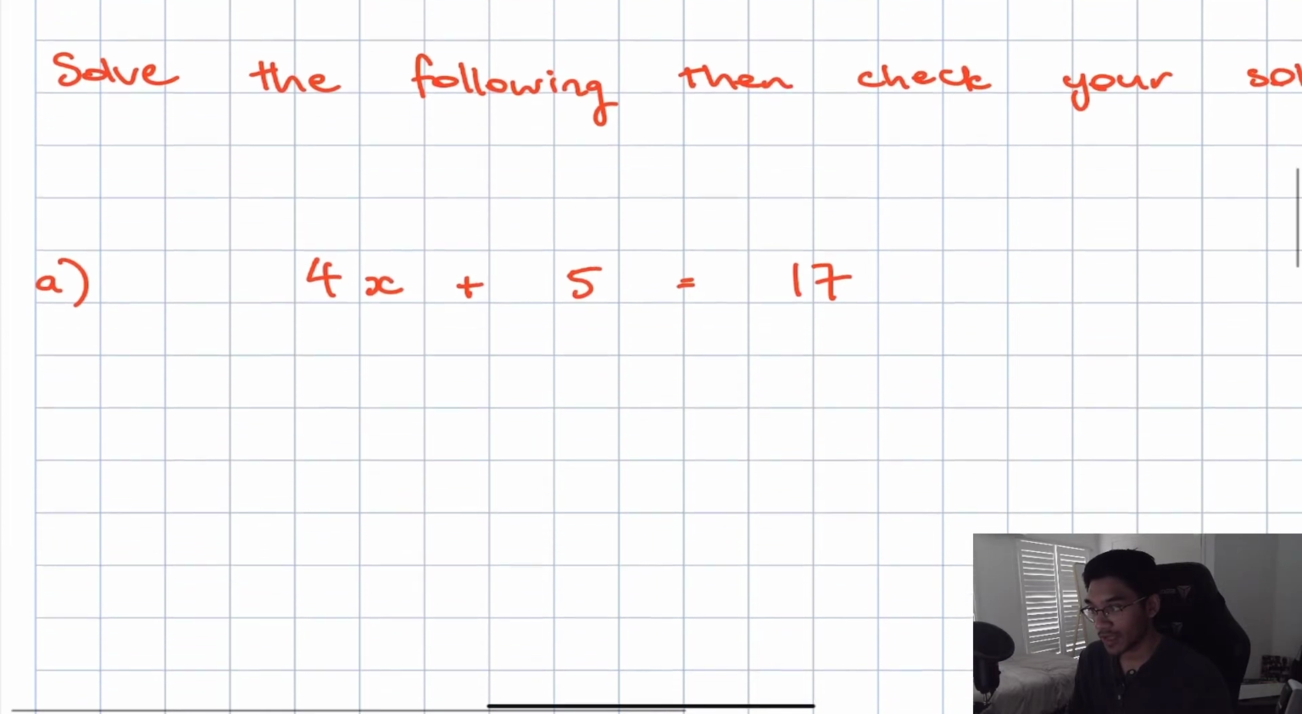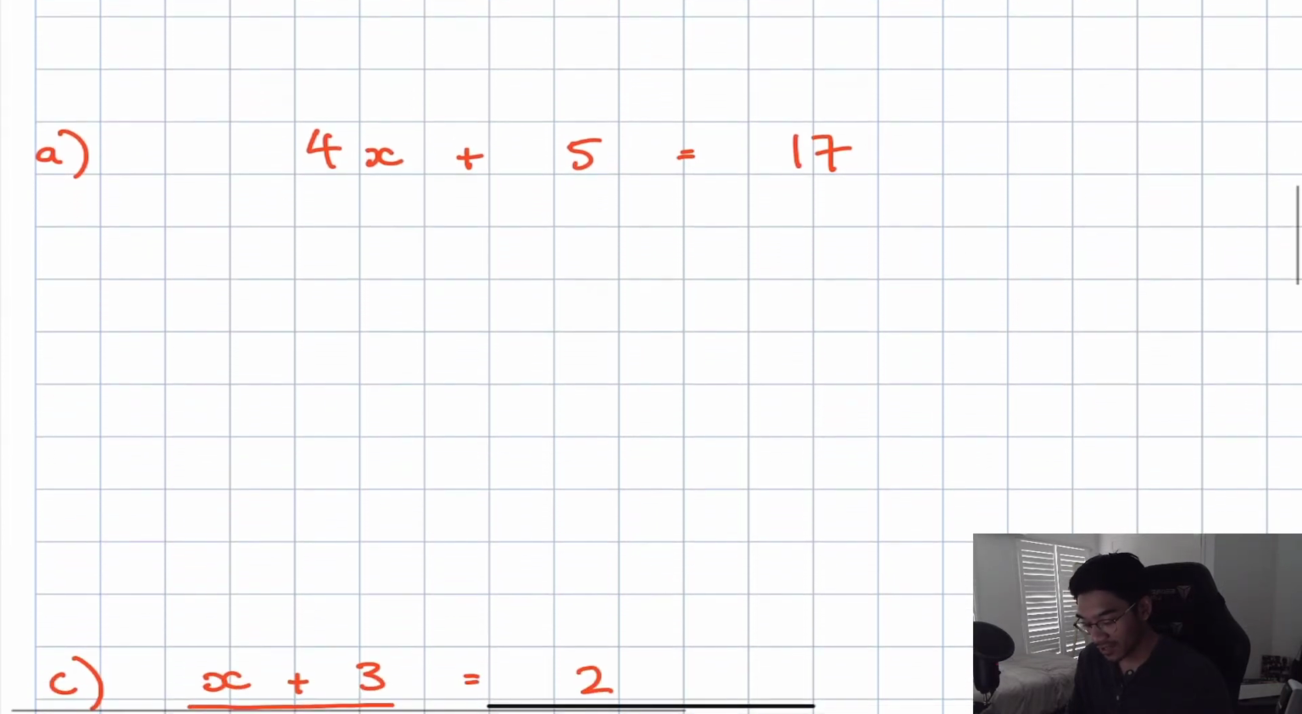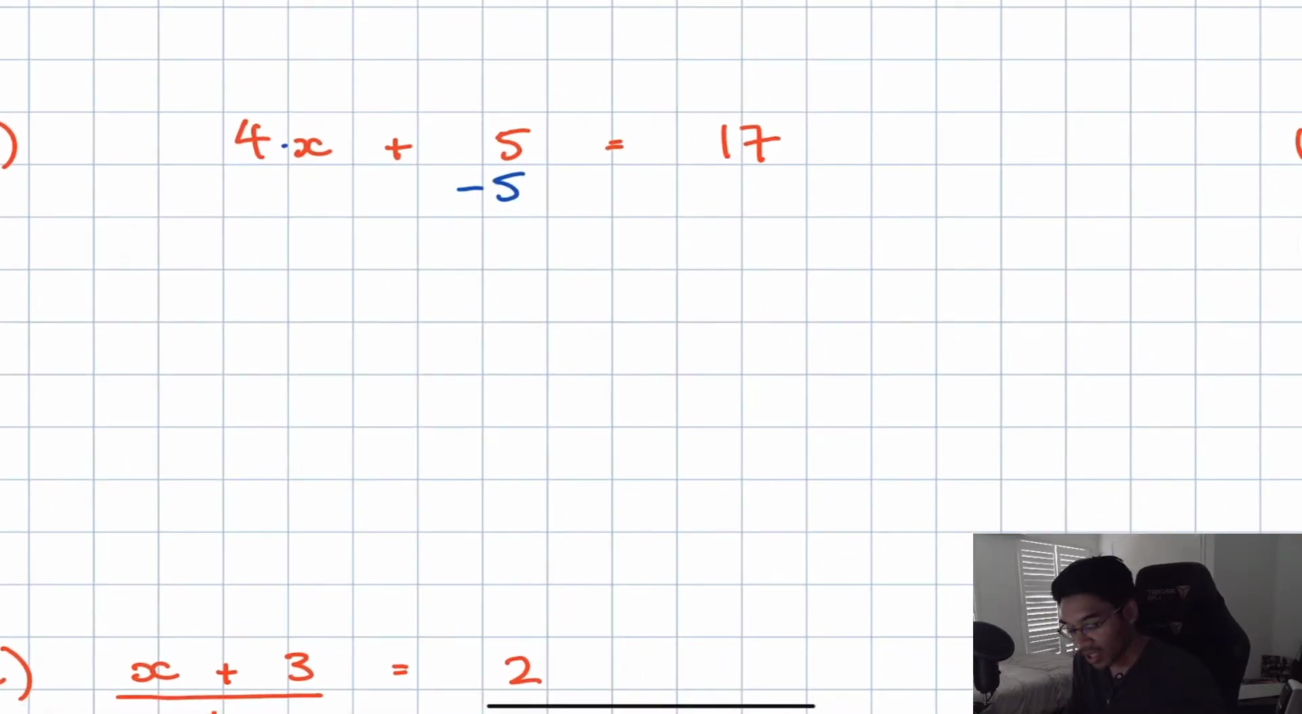So for a, we have 4x plus 5 is equal to 17. We can see here we have 4 times x, right? And then we have a plus 5 is equal to 17. We're going to get rid of that plus 5 first, just so we're left with that 4x. Opposite of plus 5 is minus 5. So I'm going to do minus 5 on this side. And what I do to one side, I've got to do to the other. So I do minus 5 on this side. So these two cancel out. So I'm left with 4x is equal to 17 minus 5, which is 12. I'm now left with 4x is equal to 12.